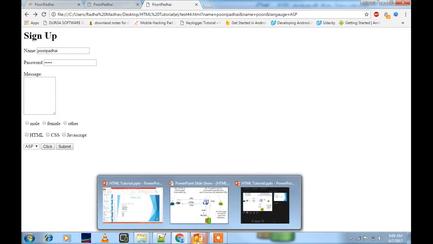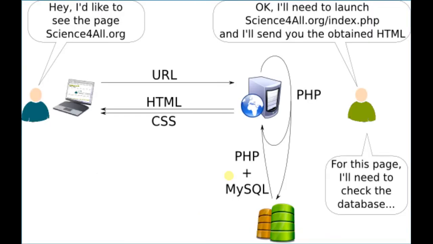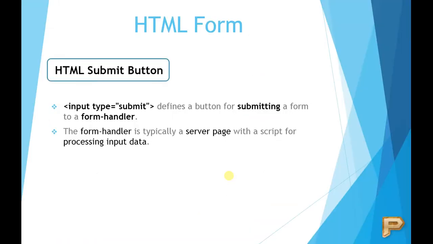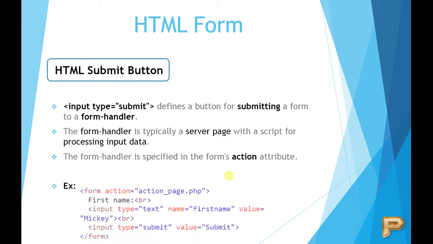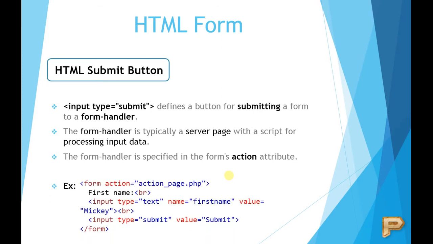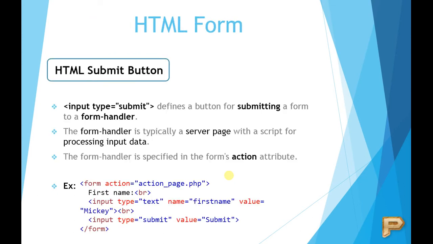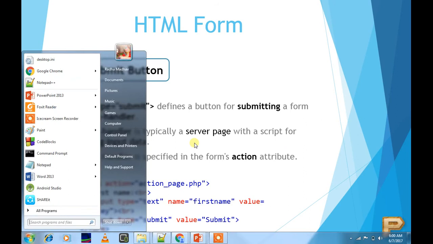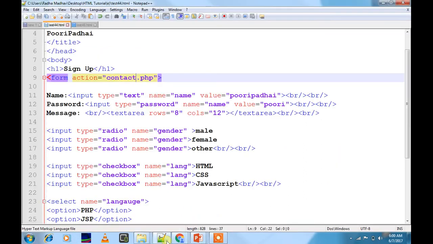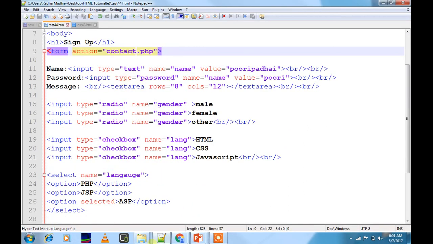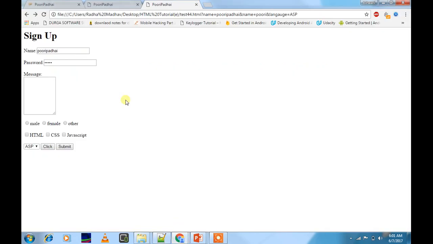So this was all about the HTML forms which we have seen over here. This is the form handler. The form handler is also specified in the form action attribute, and this is the example for it. So now this was all about the forms in HTML which we have seen so far. This is how we have created the form by using simple HTML.